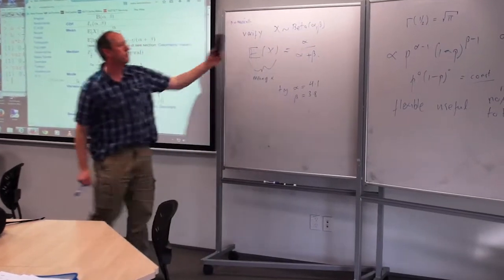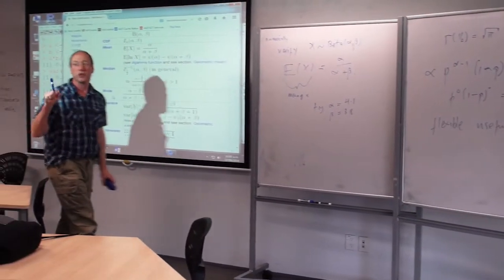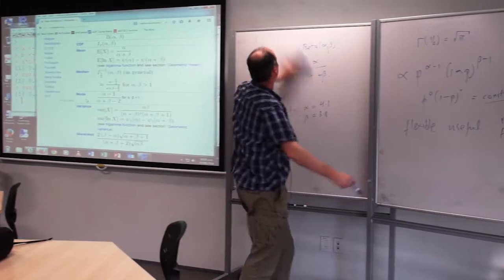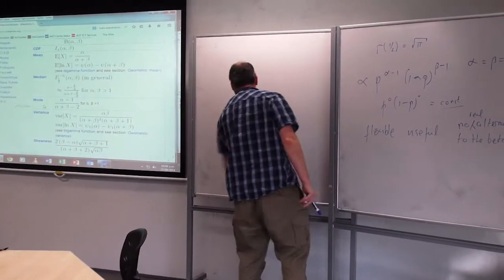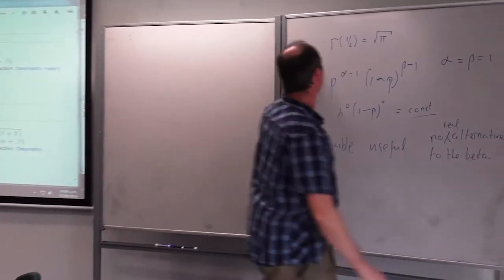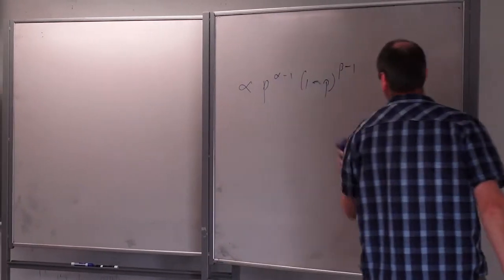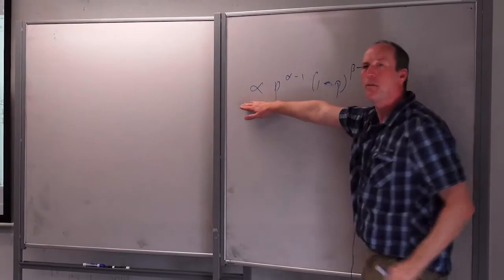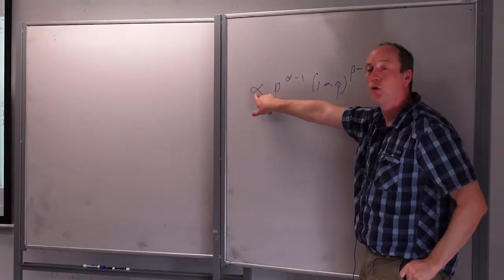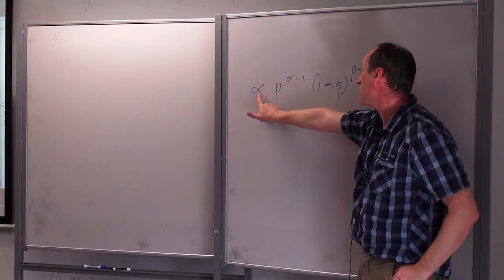Right, so here's our beta distribution, and now I'm going to show you why it's useful. I'm going to go with this formulation of the beta distribution with a constant of proportionality here. See, I'm saying is proportional to?